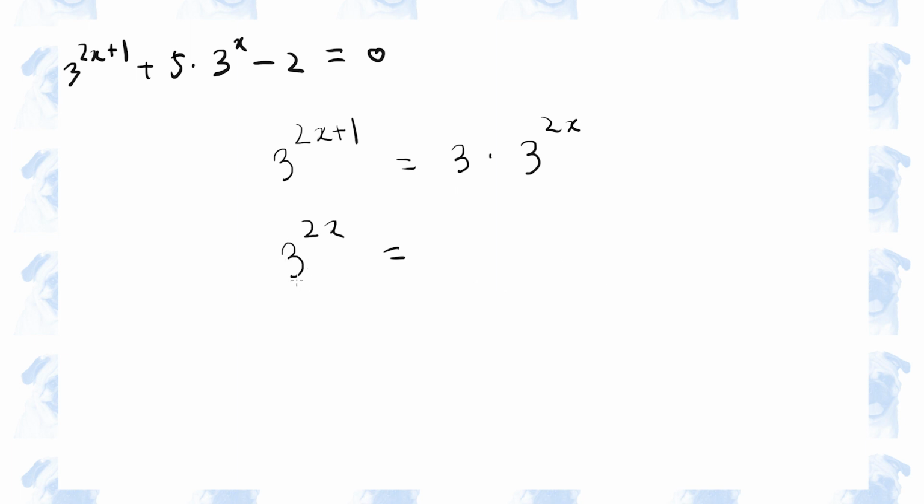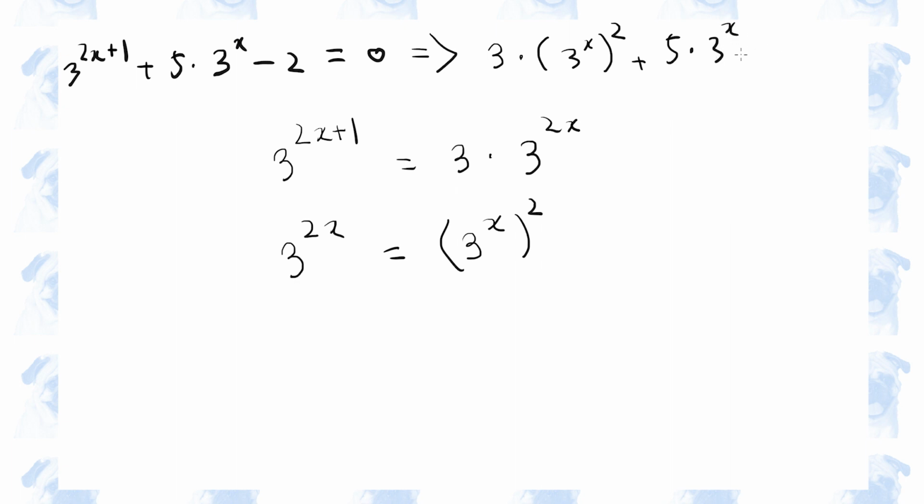Next, 3 raised to the power of 2x is 3 raised to the power of x squared, because a raised to the power of b times c is a raised to the power of b raised to the power of c. Therefore, this equation can be rewritten as follows: 3 times 3 raised to the power of x squared plus 5 times 3 raised to the power of x minus 2 equals 0.